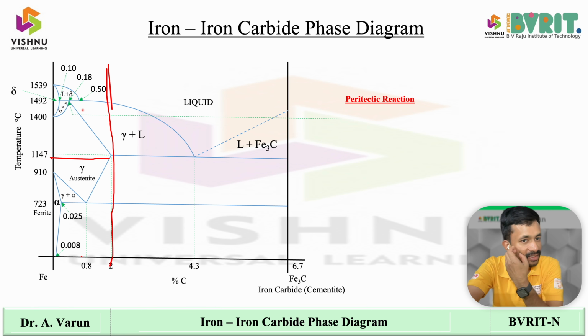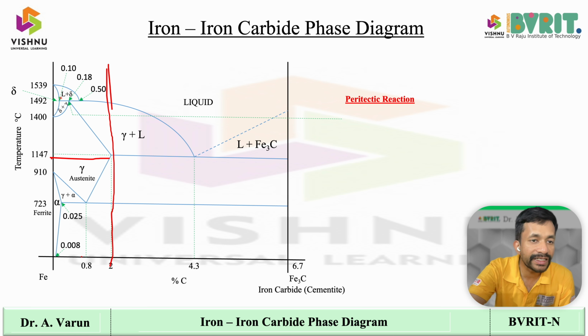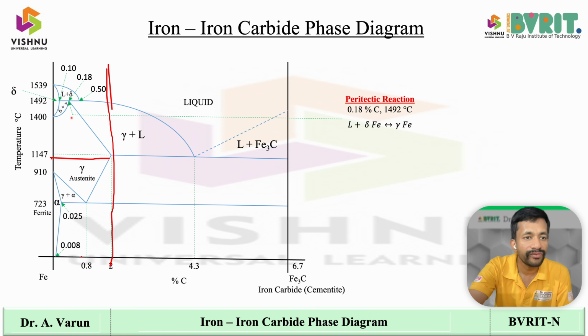This horizontal line is having one reaction wherein liquid plus delta is reacting and giving rise to what is called gamma. So at 0.18 percentage of carbon and 1492 degrees centigrade, we have liquid plus delta iron giving rise to gamma iron. This gamma is given a name called austenite.